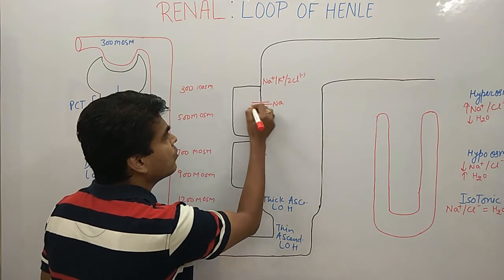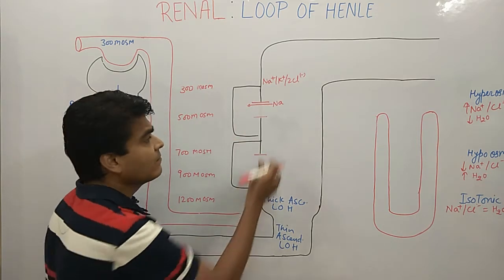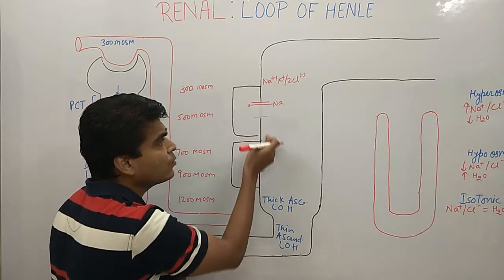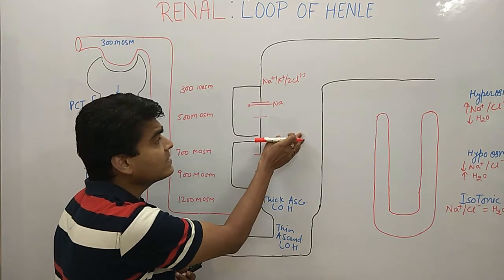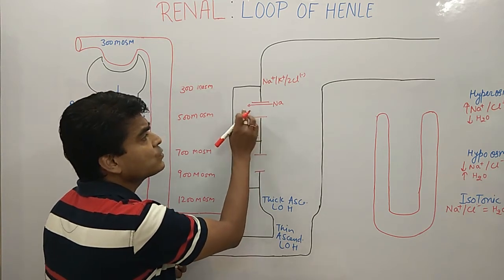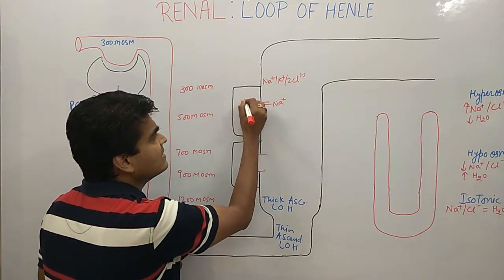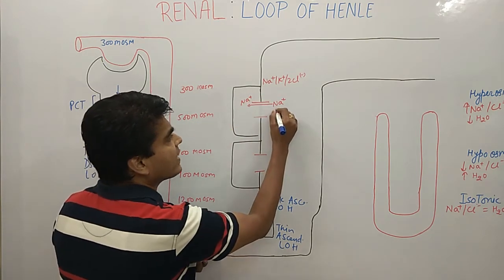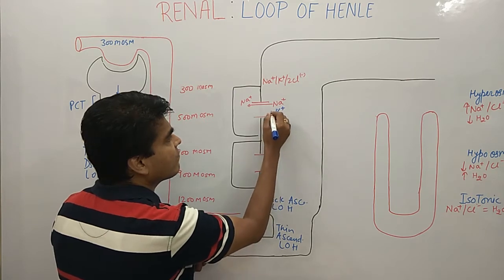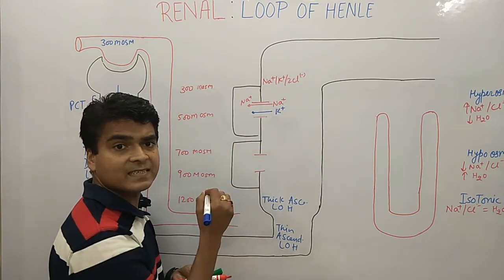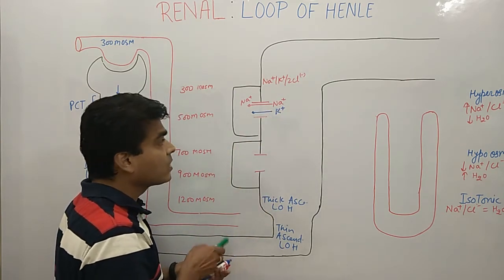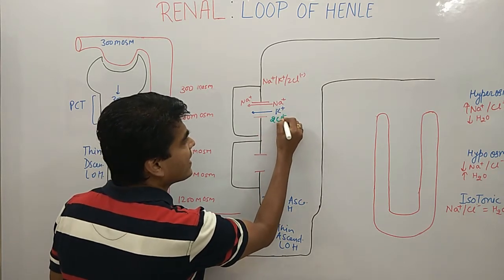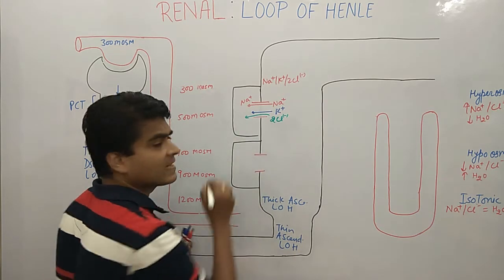Sodium ion moves to the basolateral side from the luminal region. This is the tubular region and this is the luminal area of the tubular region. So from this luminal side, sodium ion is moving in this direction. Then potassium ion is further moving in this direction. And 2 chloride ions are moving in this direction.